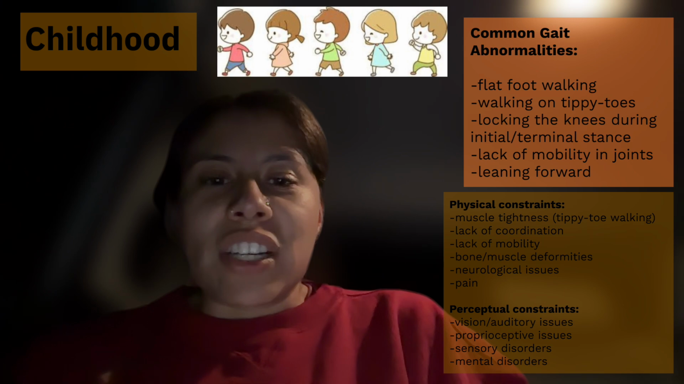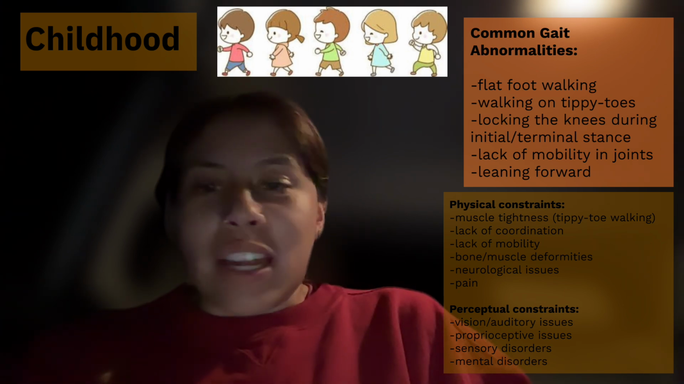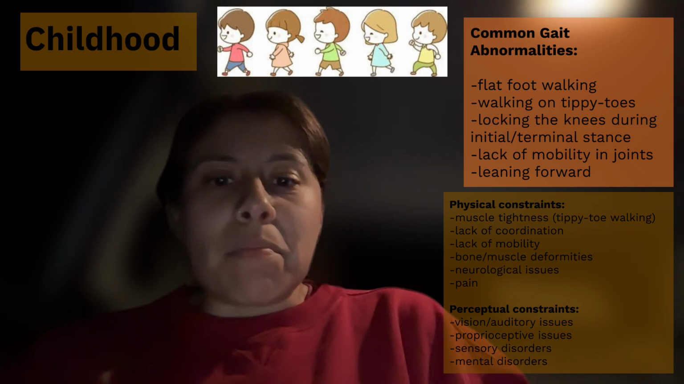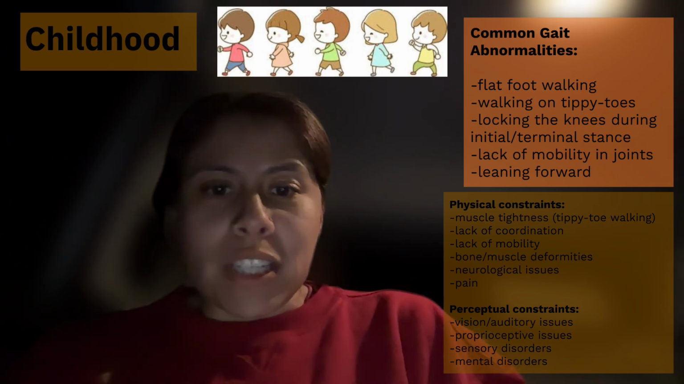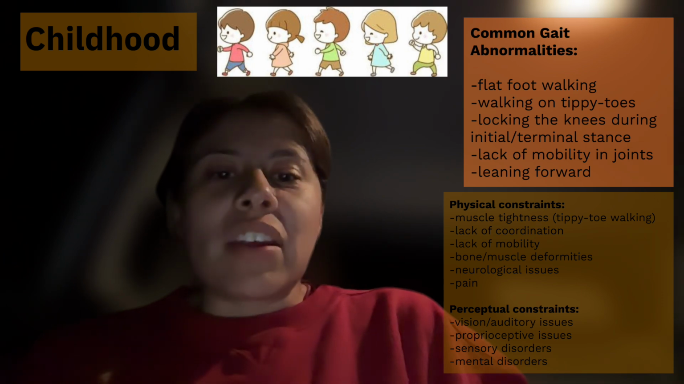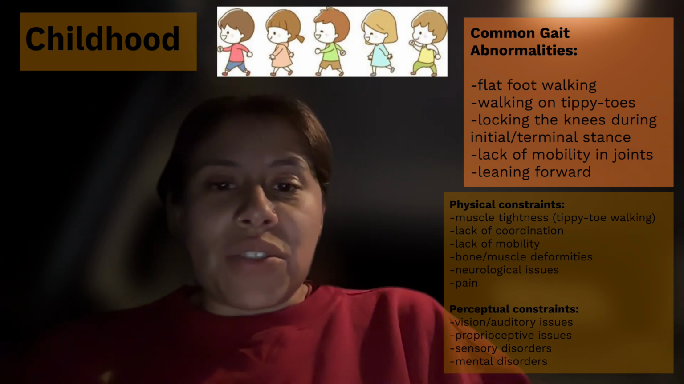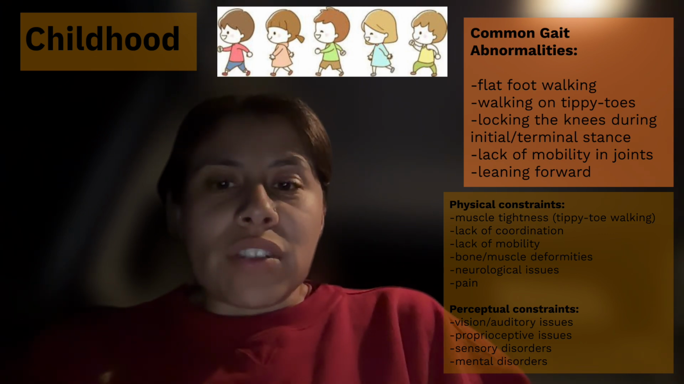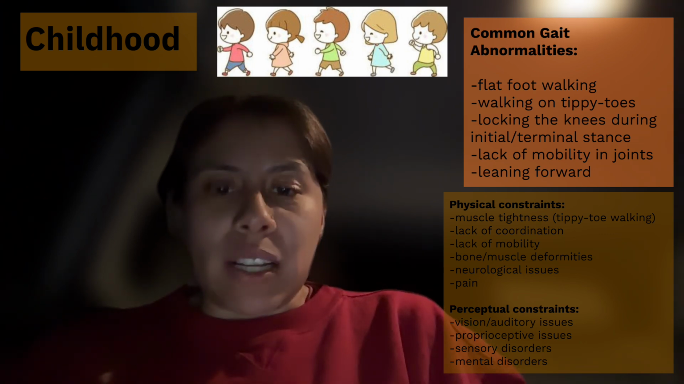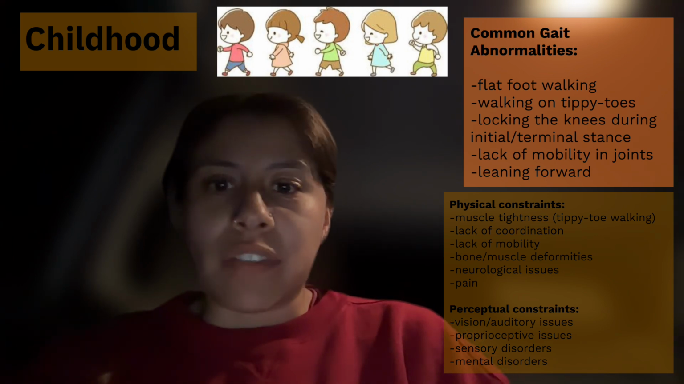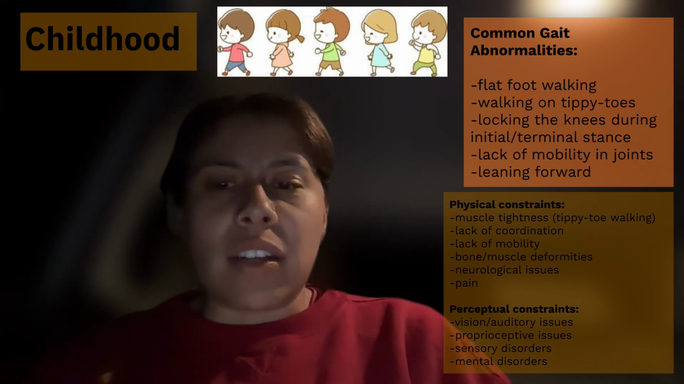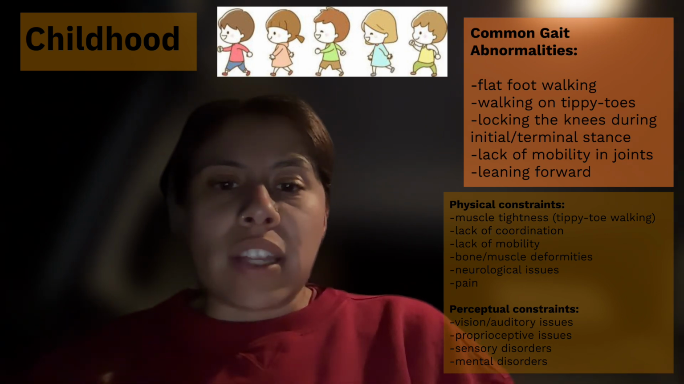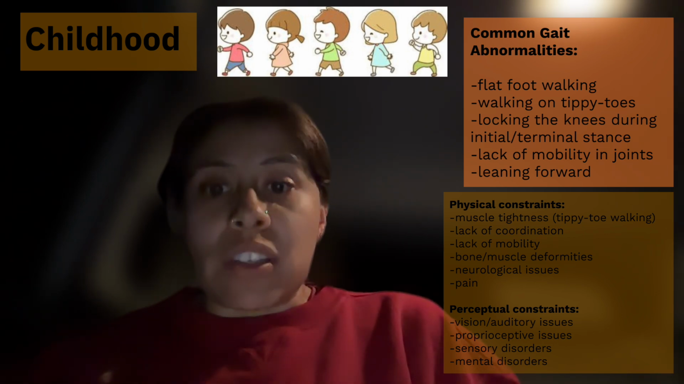Also, lack of coordination, lack of mobility, again, bone and muscle deformities, any type of neurological issues, and pain. Some perceptual constraints would be vision, auditory issues, proprioceptive issues, any type of sensory disorders. So some kids have issues with sensations with their feet, feeling certain different textures or surfaces could be an issue, and then also any type of mental disorders.